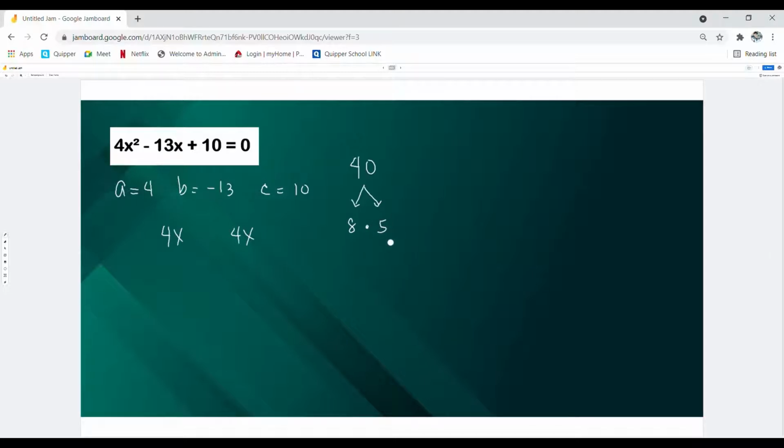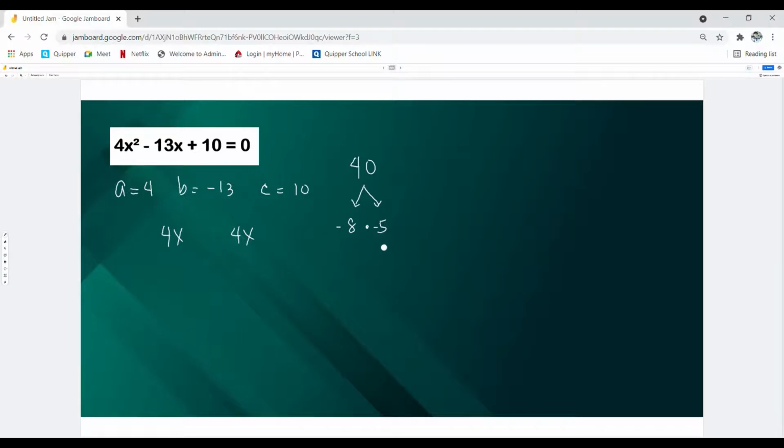You can choose those numbers, because you can have 20 times 2 or 10 times 4, but when added, it will not be 13. Take note, 13 is negative and 40 is positive, so you can make both negative. Negative 8 and negative 5, when multiplied, give a positive 40, and when added, give negative 13x. Okay, so you are correct.